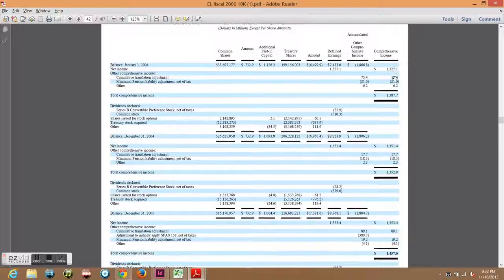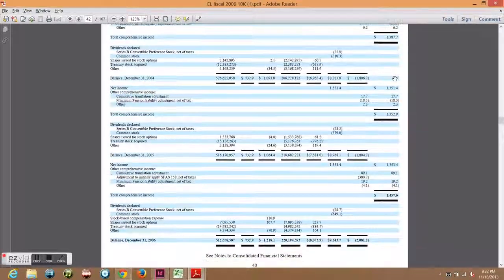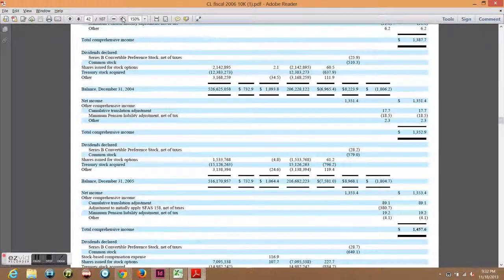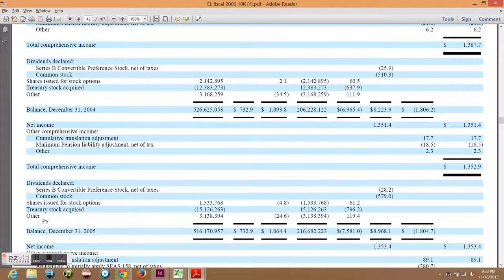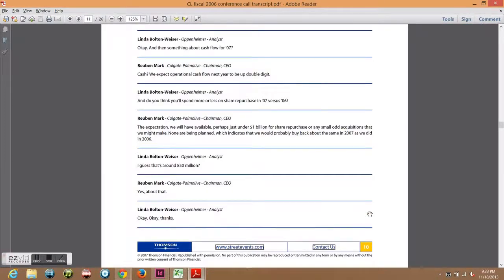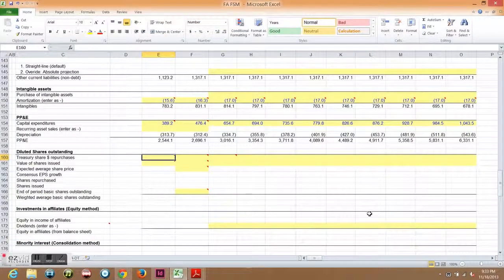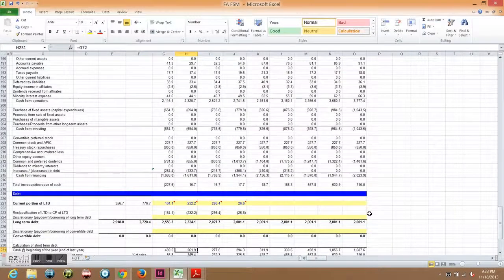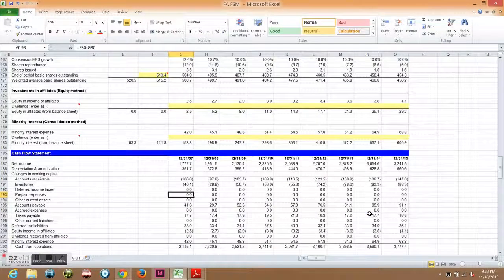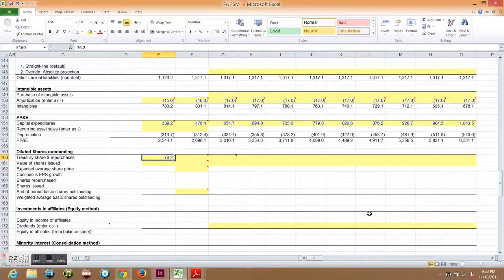So, when we look at 05, let me zoom in, we're going to go to treasury stock acquired. That means the number of shares that we acquired, and the value of it. In this case, it is going to be 796.2. And the reason this is negative is because we're repurchasing stock, right? This is the money that we're spending.